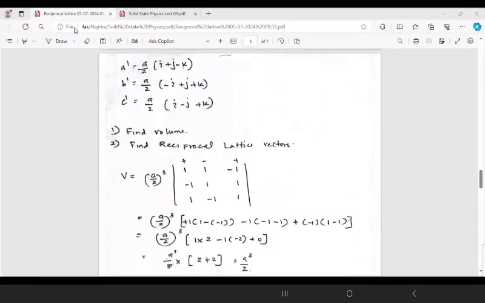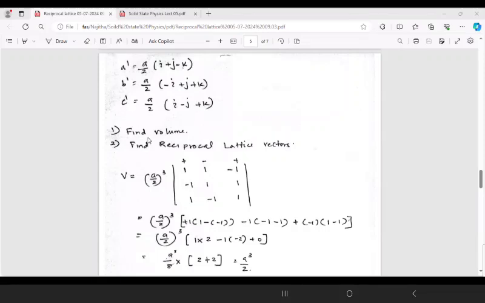let's discuss. So these are the vectors. That means a dash is a by 2 (i plus j minus k), b dash is a by 2 (minus i plus j plus k), and c dash is equal to a by 2 (i minus j plus k).